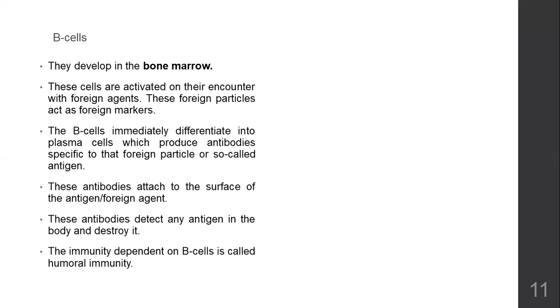These cells get activated on encountering any pathogen, any bacteria or virus that has entered your body. Immediately, B cells get activated. They differentiate into plasma cells, which can produce antibodies. Plasma cells will go and see the presentation of the virus or bacteria, how it looks.